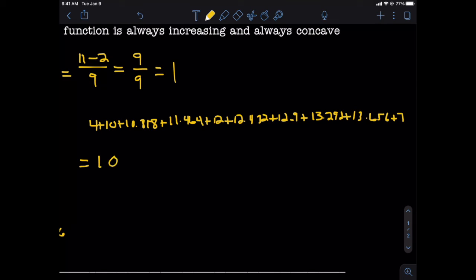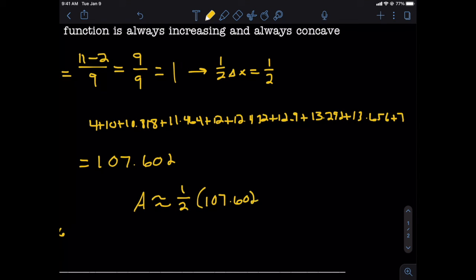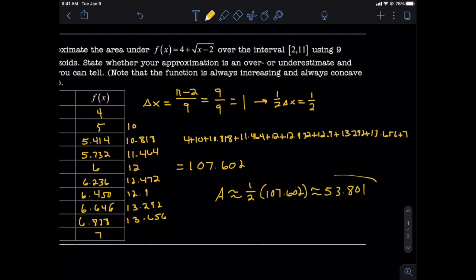When you add all those numbers together, you get 107.602. To find our final answer, what we need to do is take this value and multiply it by half of delta x. If delta x is equal to 1, then that means that 1/2 of delta x is equal to half. Very easy. Therefore, the area under f of x from 2 to 11 is approximately equal to 1/2 times 107.602, which gives us about 53.801. Boy, that felt like a lot of work, but it was a lot of trapezoids.